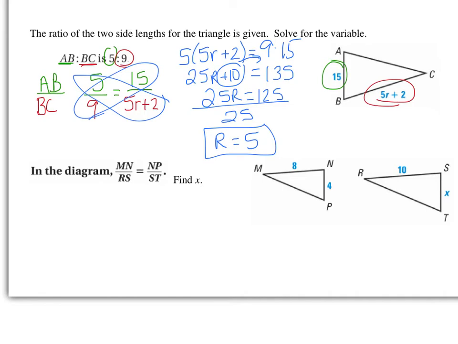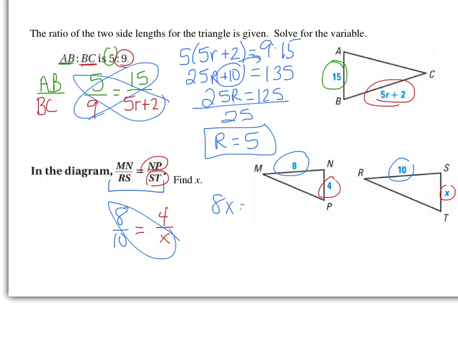All right, so in this next problem, it tells us exactly how to set this up. So my MN needs to go first, so that's my 8. Next is RS, and that is my 10. Next, I need to do my NP and then ST. So NP is my 4 over ST is my x, and then I can cross multiply. So we're going to do our 8 times x equals our 4 times 10. So we get 40 equals 8x. When I divide by 8, I also end up with x equals 5.